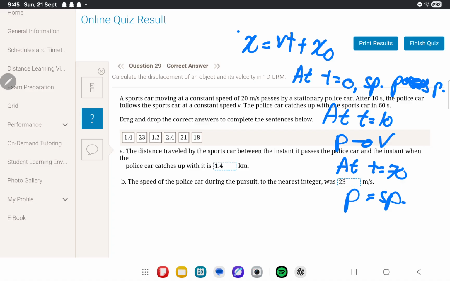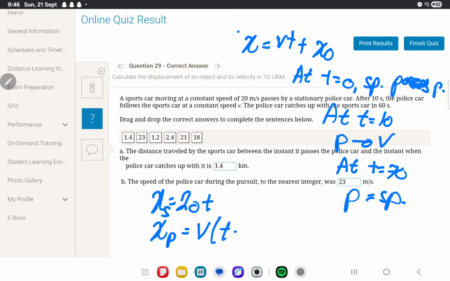Okay, so the sports car, the equation of its motion is just going to be 20, since it's 20 meters per second, multiplied by t, right? Because it's vt plus x0. Remember, x0 is relative to the initial time, right? So when t equals 0, x0 is equal to 0 too, because that's when these two started passing by each other. That's when I started recording its motion, right? So it's going to be 20t plus 0. Okay, and then this is the equation of the sports car. The equation of the police car, it's going to be v times t plus 10, because remember, it started moving 10 seconds later, right? So that's the equation of this car's motion.